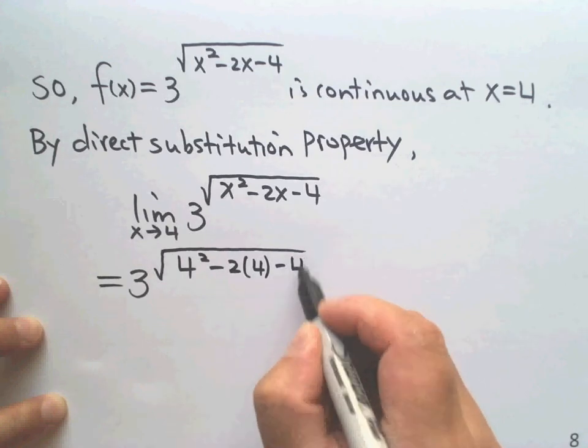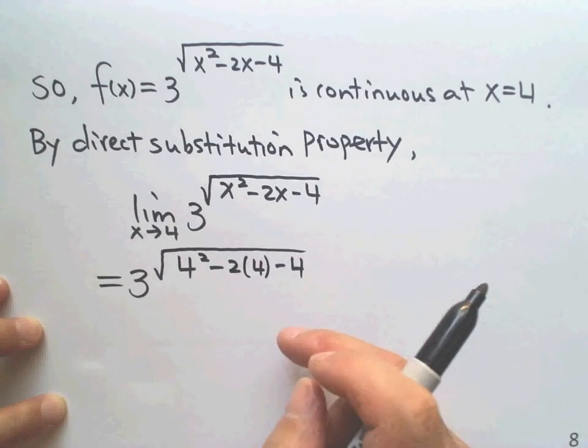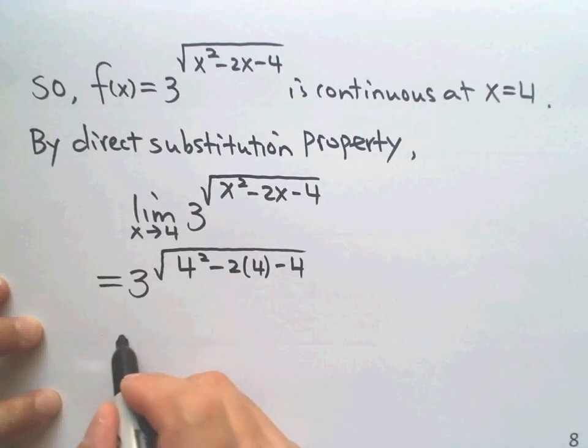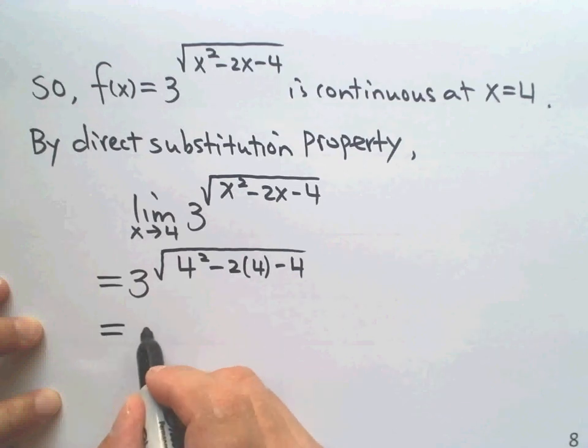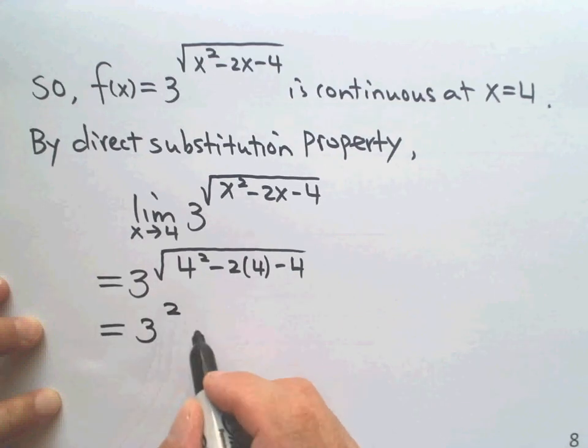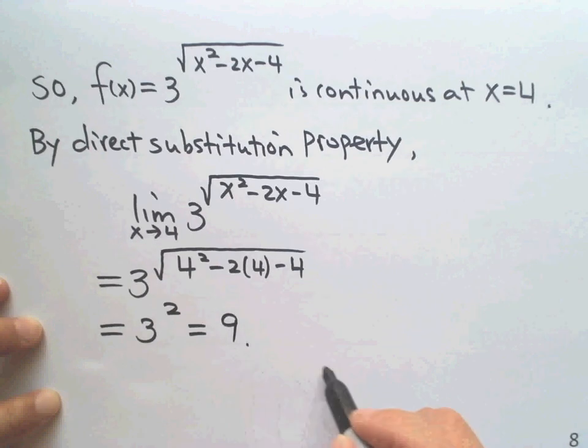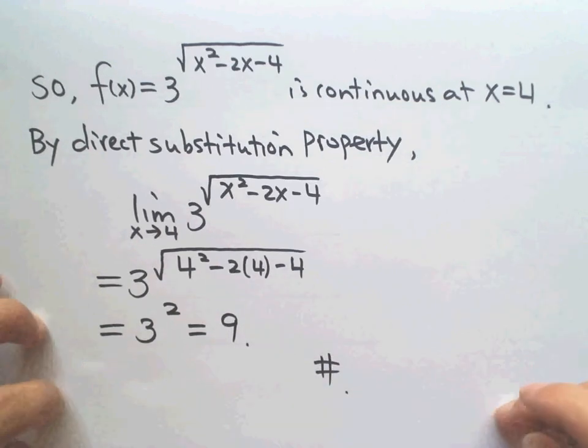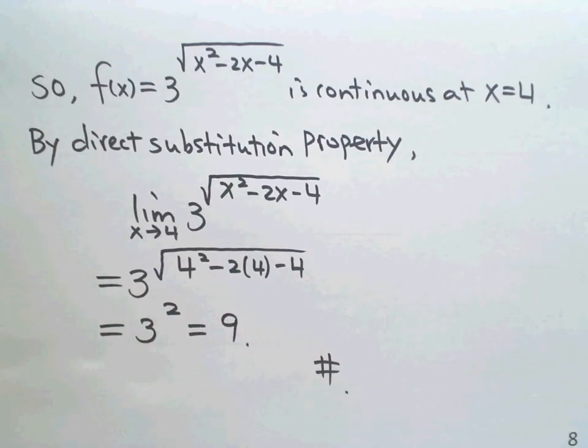Therefore, we have 4 squared minus 2 times 4 minus 4. See, with direct substitution we do the calculation, so we will easily find the result. So that's 3 squared, which means 9. Okay, that's all. Thank you.